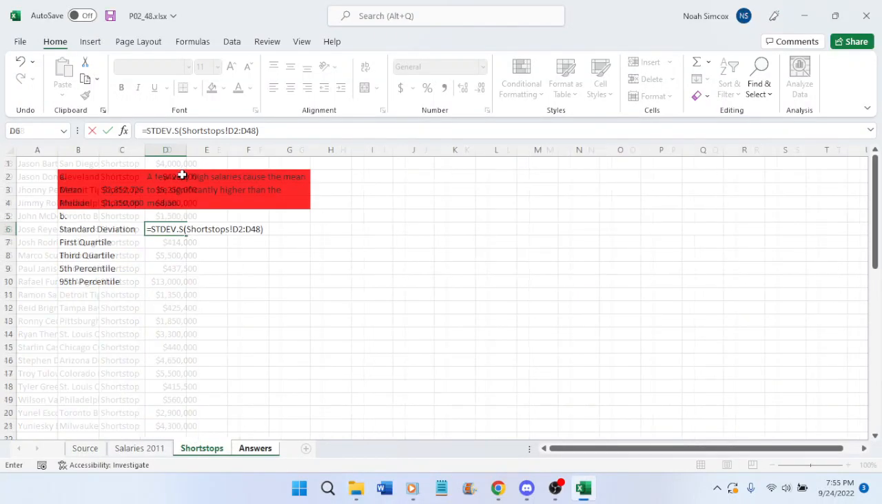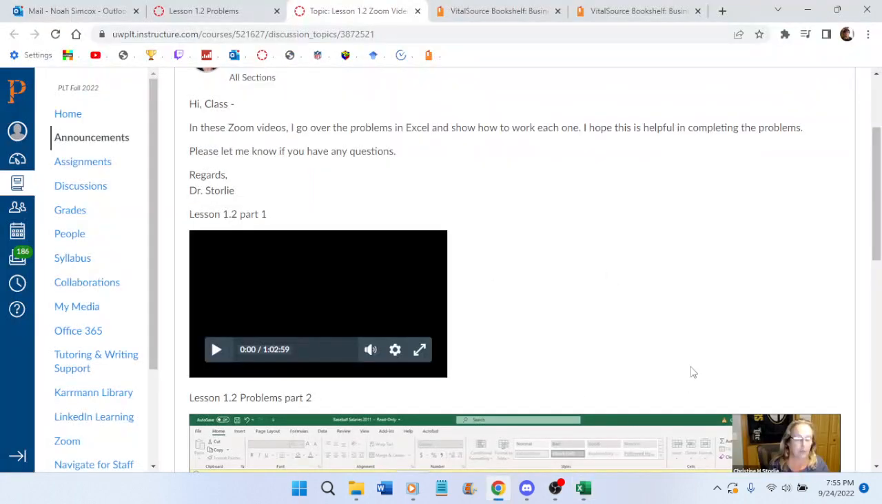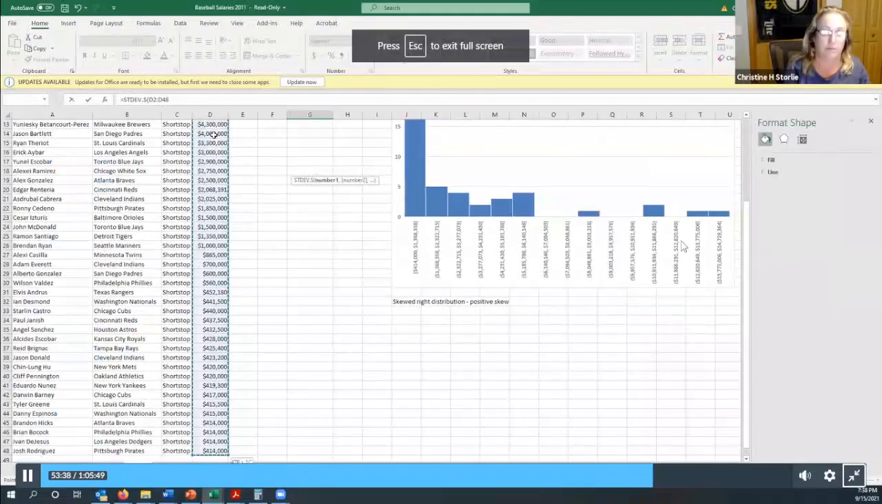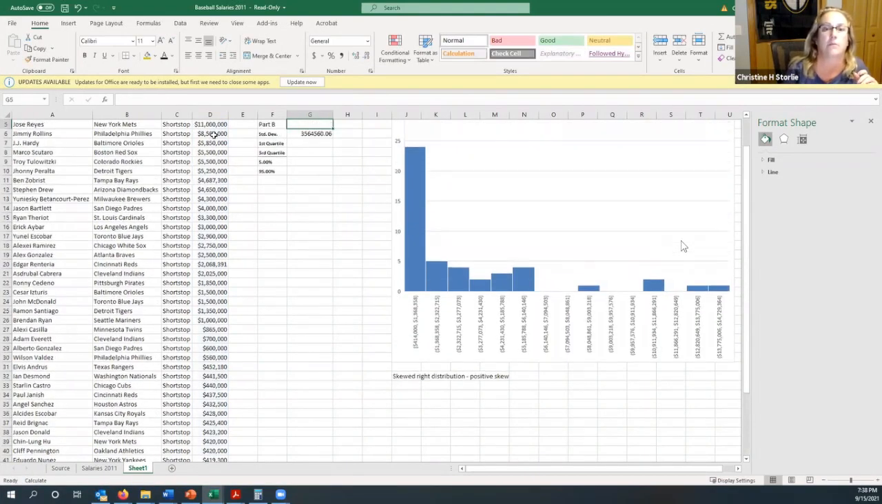That's probably all we need, right? Save. Let's just double check. I want to get it wrong. So D2 to D48 in the parentheses, and again we get back this 3 mil. So, all right.